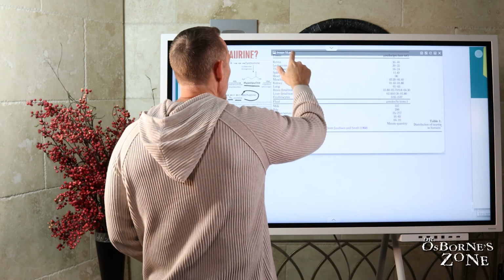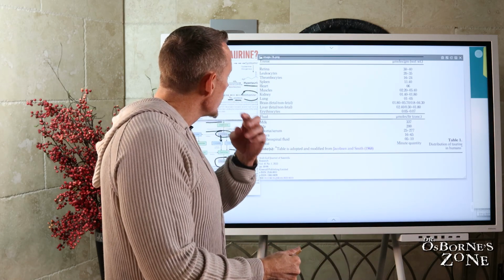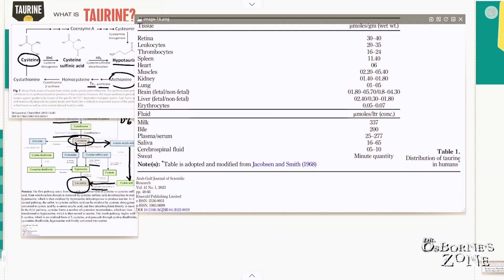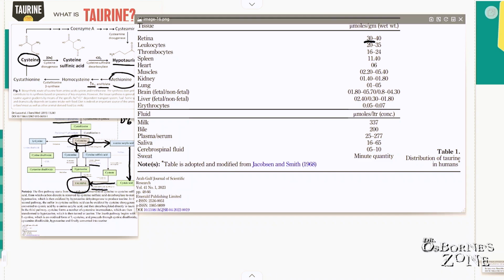Well, let's look at tissue concentrations in humans. So if you look at this diagram, this shows us where we find taurine in human tissues, the highest quantities. And these quantities are micromoles per gram. But you can see here the retina, which is in the eye, has the largest concentration, at least on the top. Now, there's some newer research showing that the leukocytes, just another way of saying white blood cells, can contain up to, so they're saying 20 to 35 in this diagram, but some saying up to 50.